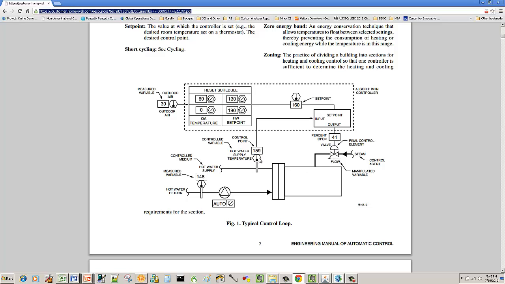I'm getting feedback from my temperature sensor. It's coming here, right into my controller. My controller's outputting a 41% command to the valve. The valve's allowing steam to go through. And right here we can see that my heat exchanger is supplying 159 and returning 148. Alright, so we know a lot from this drawing right here. We've seen a lot of the fundamentals of a closed circuit loop. It's not an open circuit loop, it's a closed circuit loop because you have a complete circuit right here.